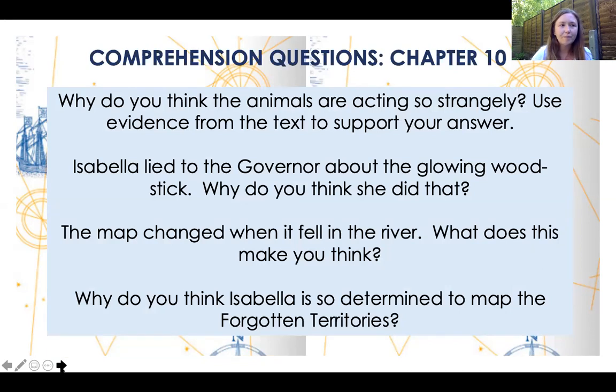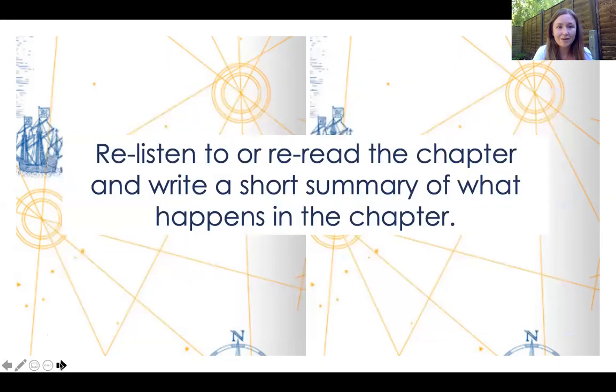I want you to think about the 2 types of water that she pours on it, and whether that's significant in any way. Why do you think Isabella is so determined to map the Forgotten Territories? Again, detailed answers, please.